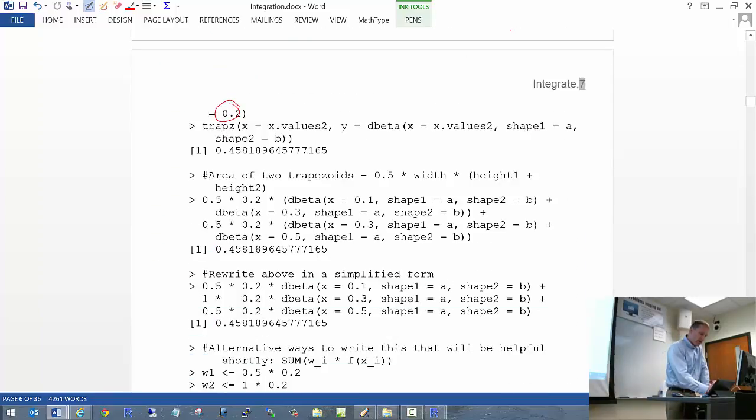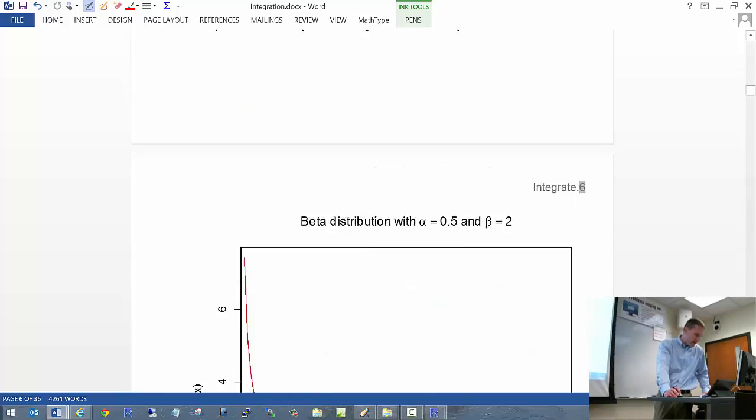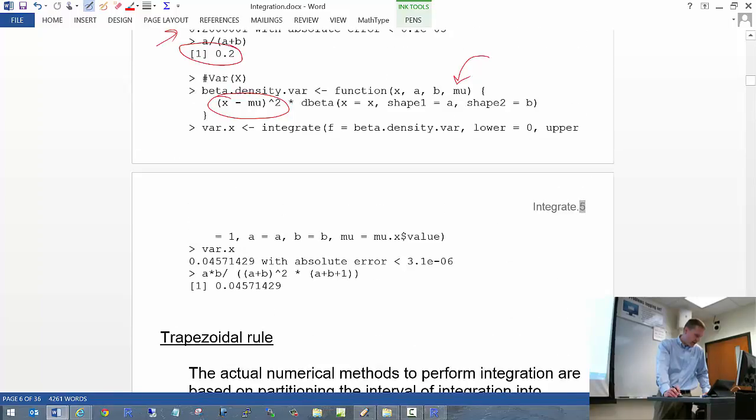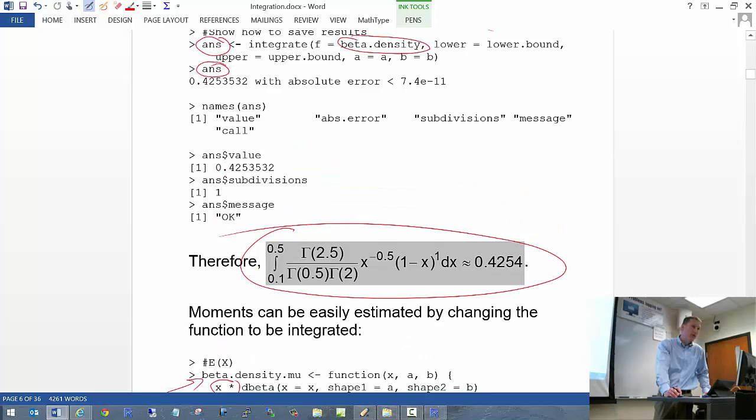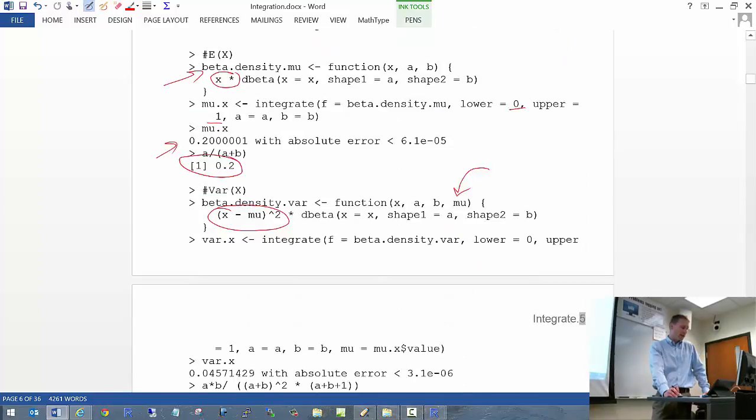And there happens to be a function called trapz that does the trapezoidal rule for numerical integration, where you put in your x values, and you put in the corresponding y values for those x's. So notice I'm evaluating my density at x.vals. And then it does all the math nicely for you, finds the area of those two trapezoids, and you get 0.458. And again, if you remember, using a more accurate method we got 0.4254. So we can see we're a little bit off. That's not too bad.